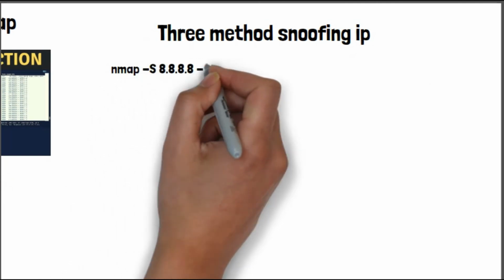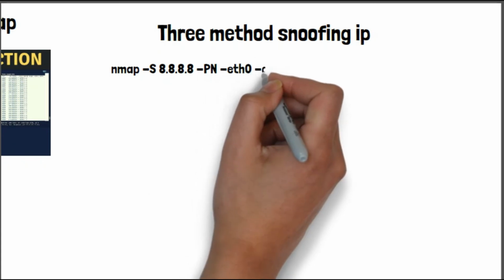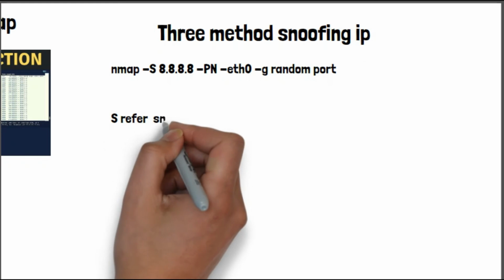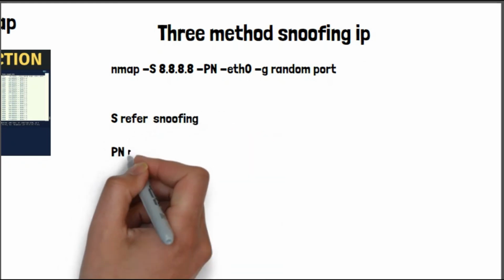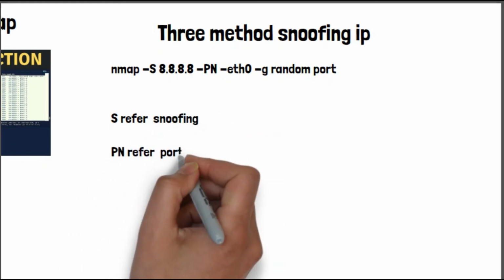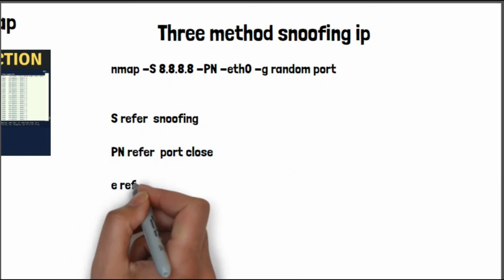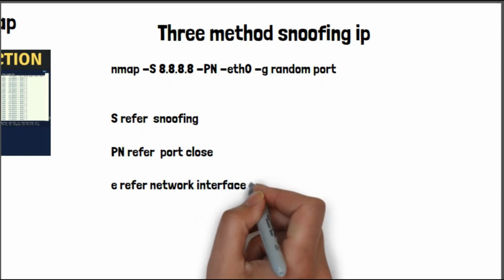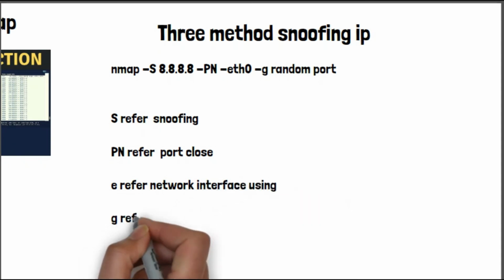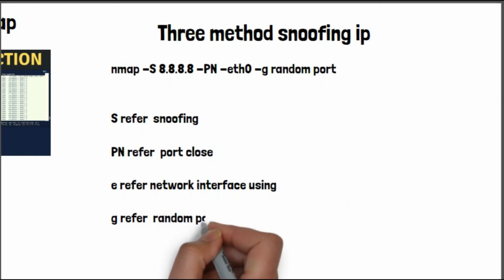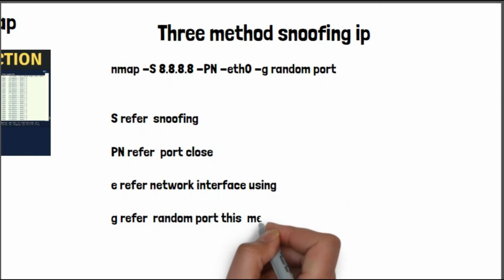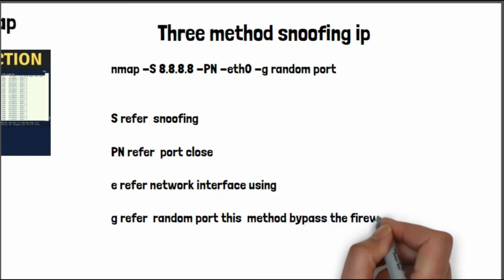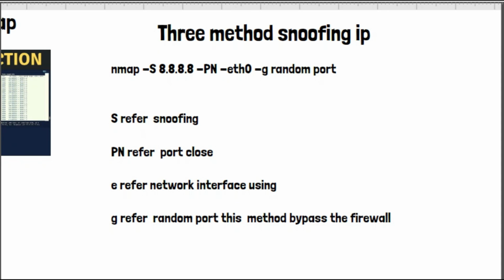Third method is spoofing your IP address, meaning hiding your IP address, like nmap -S, where -S refers to spoofing, -Pn is checking the closed ports you want to check, -e refers to the network interface that the system is using, and -g is sometimes used for a random port, which is sometimes bypassing the firewall.